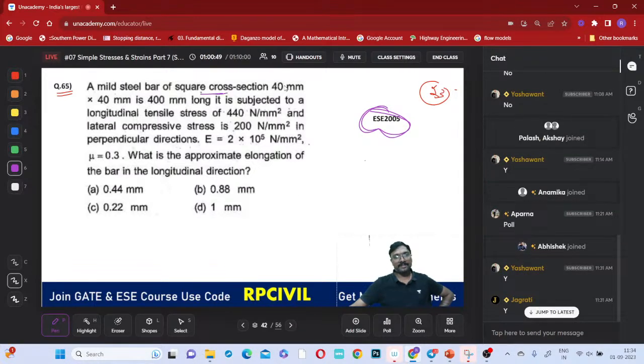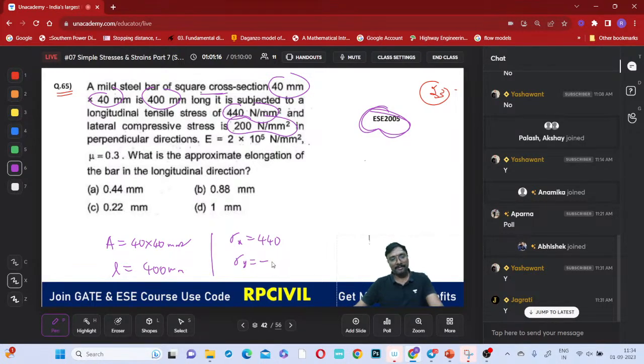A mild steel bar of square cross section 40 mm by 40 mm, so the area of cross section is 40 into 40. It is 400 mm long, so L equals 400 mm. It is subjected to a longitudinal stress of 440 MPa, means sigma x is equal to 440 MPa, and a lateral compressive stress, sigma y, which is 200 MPa. The first one, 440 MPa, is tension. This is your compression in the perpendicular direction.